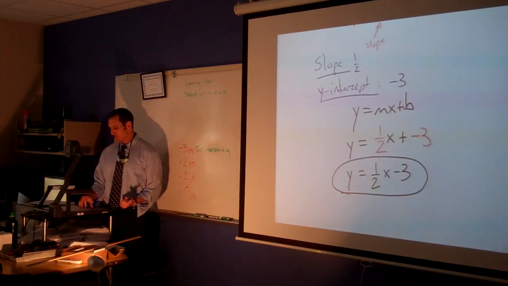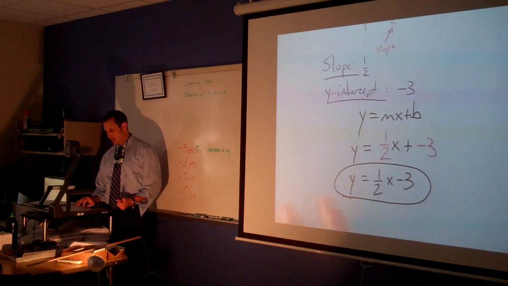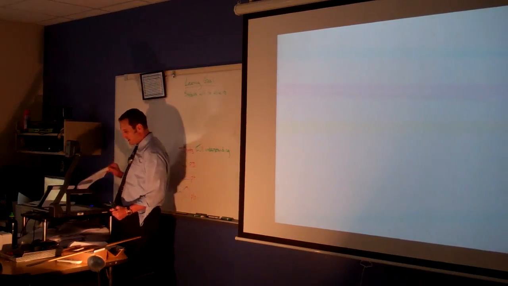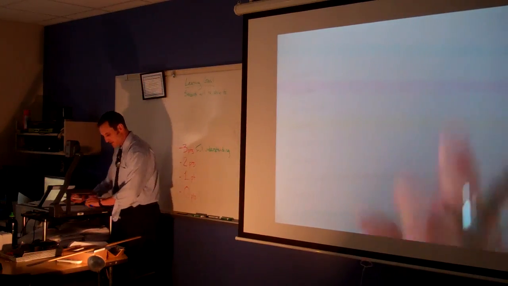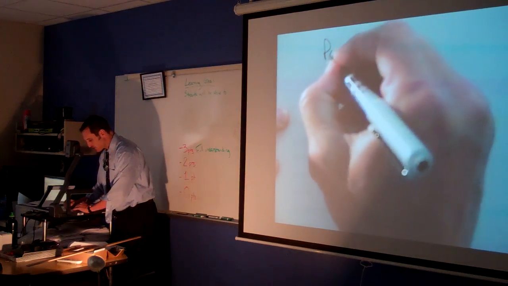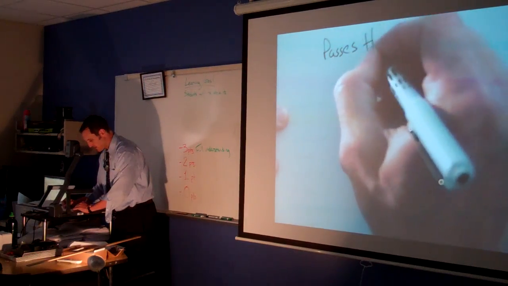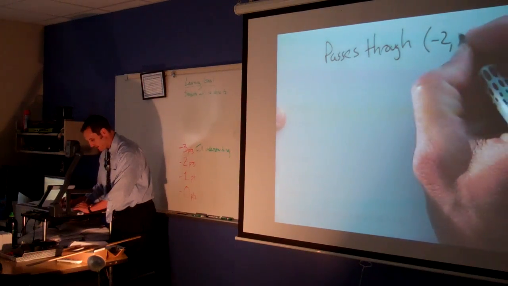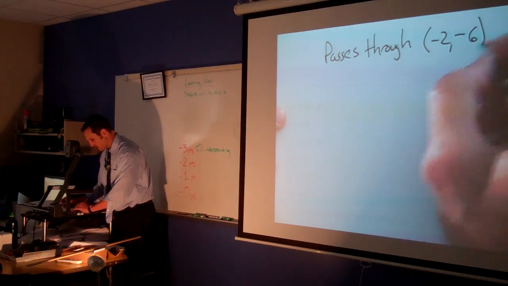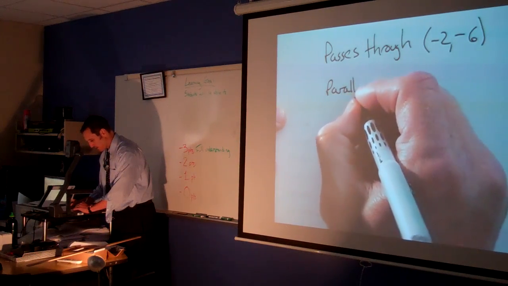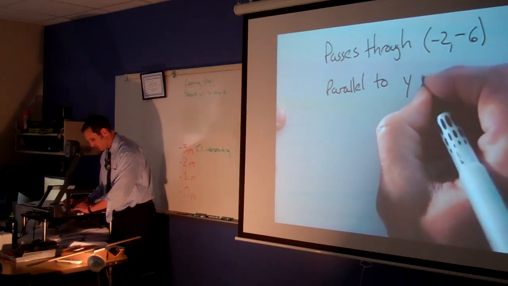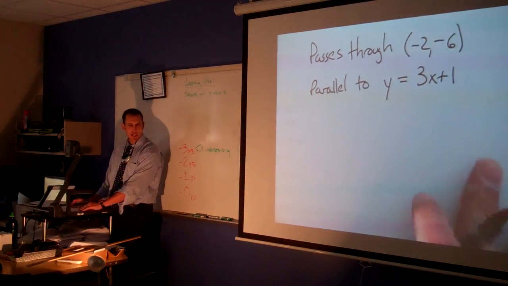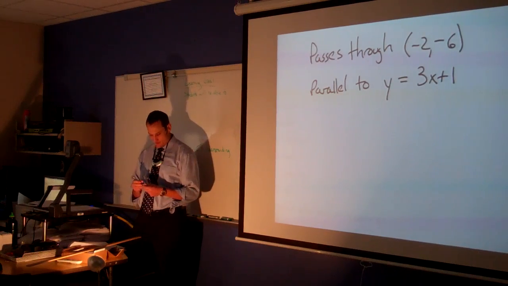So now, let's do something a little bit trickier, involving some more steps. The next example, the information is a line that passes through the ordered pair -2, -6, and is parallel to this equation. So we're going to write the equation of the line that fits this description.